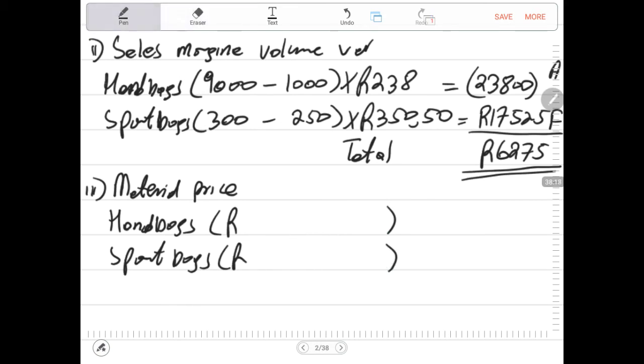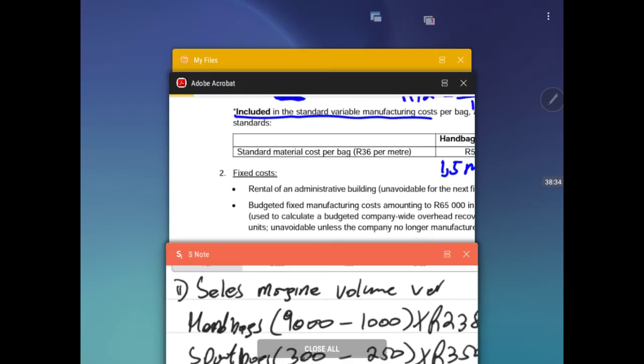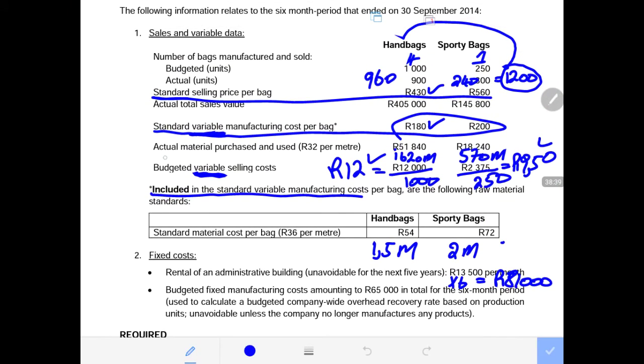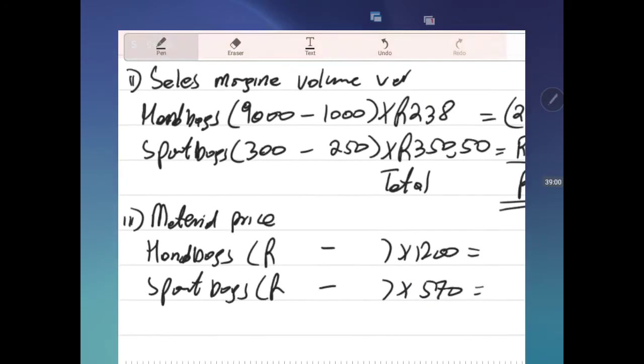And the quantity that we purchased, I think we know them. We had 1,200 meters and 570 meters that we purchased. I hope you still remember those figures. Let us check where they're coming from. Actual material purchased: we had the figure 51,840 and the price per meter, so we said the total price divided by the price per meter. It gave us 1,620. Sorry, 1,620, not 1,200.